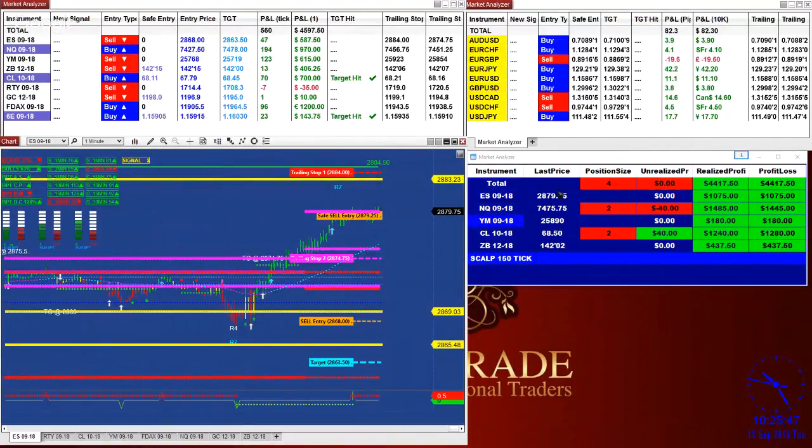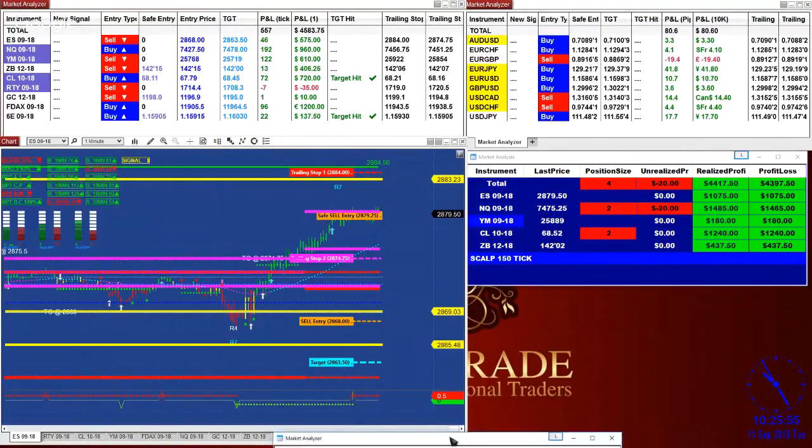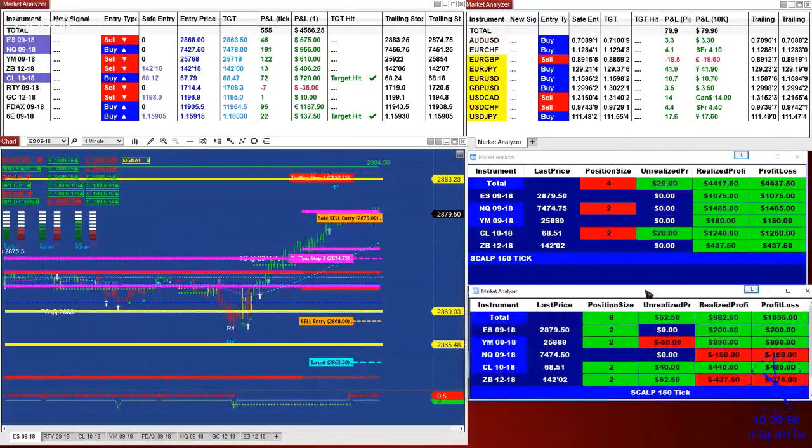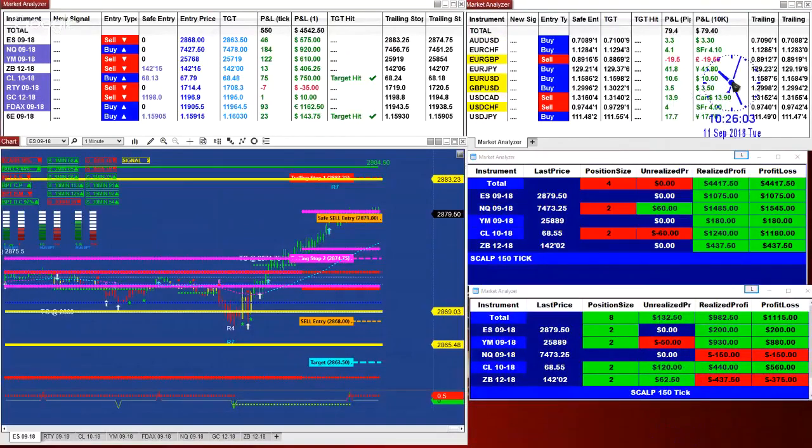And then we have the scalpers here on the 150 ticks. We normally use the 1 minute and the 150 ticks, and those are the only time frames we use for those markets.